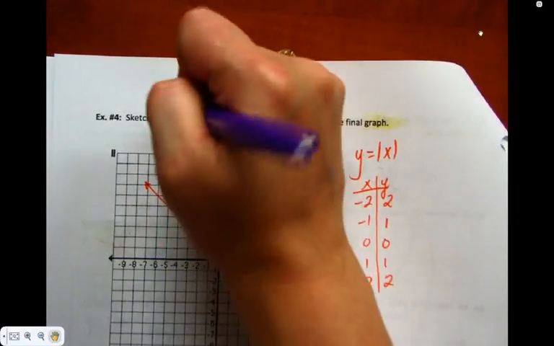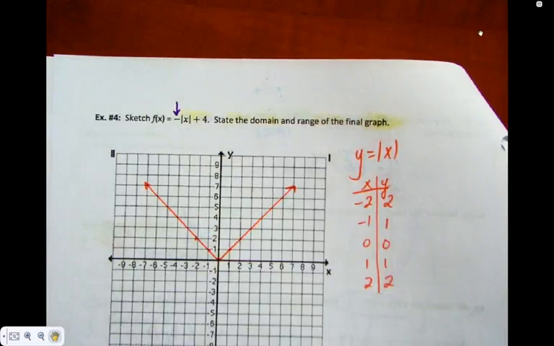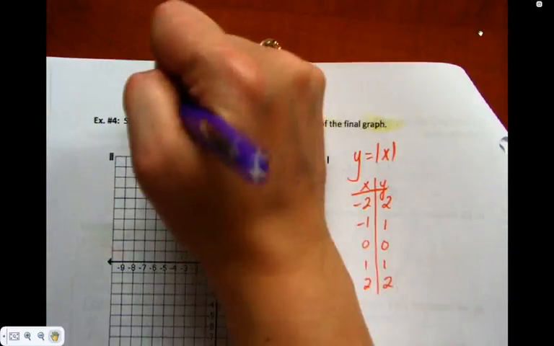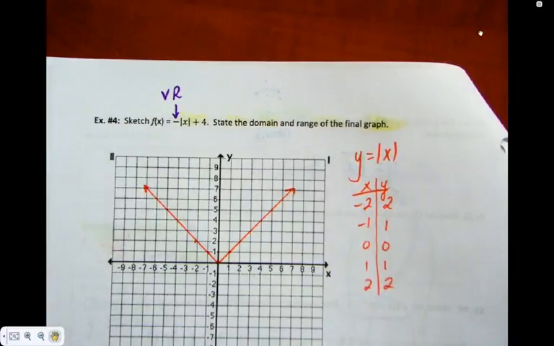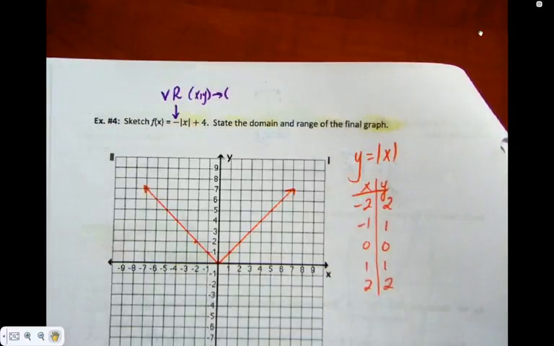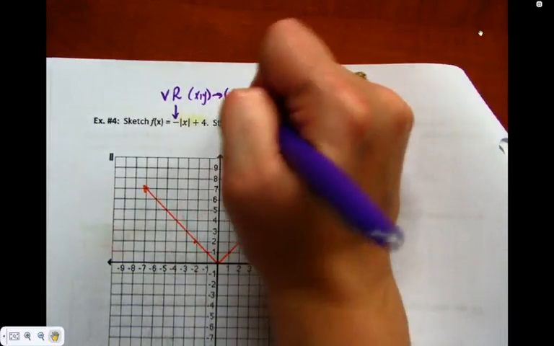Okay, let's identify the transformations, and I'm going to go left to right. So the first thing I see is this negative out front. Because it's a negative, it's a reflection. Is it horizontal or is it vertical? Vertical. How do we know? Outside the brackets, outside in front of the function. The mapping says that (x, y) goes to (x, -y). Vertical always changes your y's.